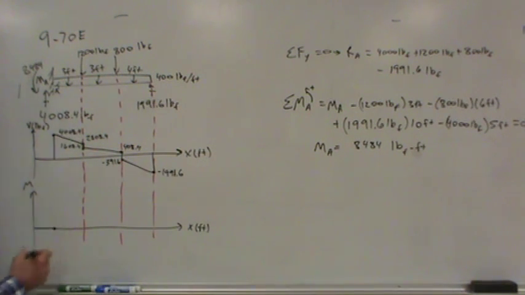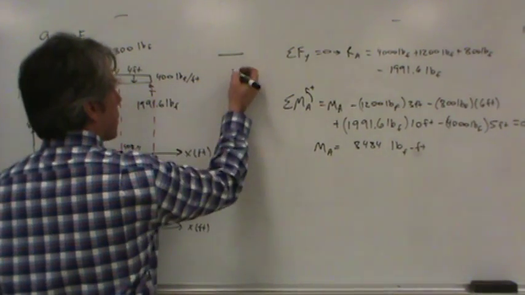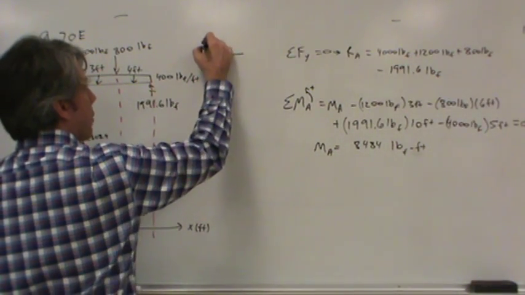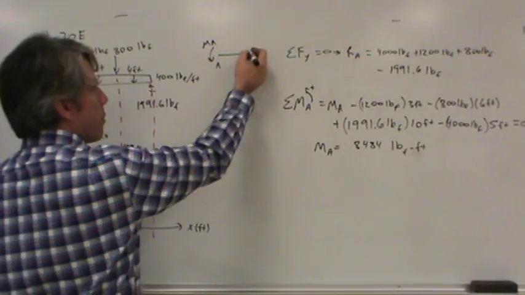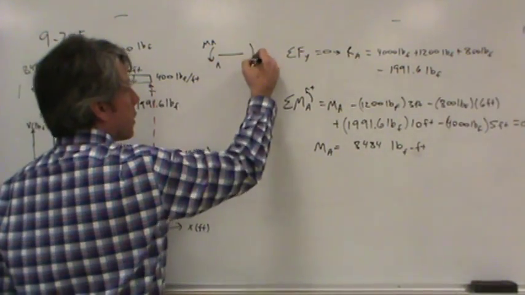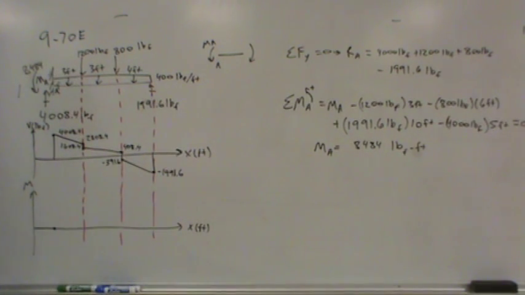The moment begins at 8484. So let's think about this for a minute. Is this a positive or a negative moment? Think about it this way. Here's a little segment of the beam. There's a moment at A like this. What kind of moment would we have to apply to resist it? Well, one like this. Is that a positive or a negative moment? That's a negative moment. Okay.